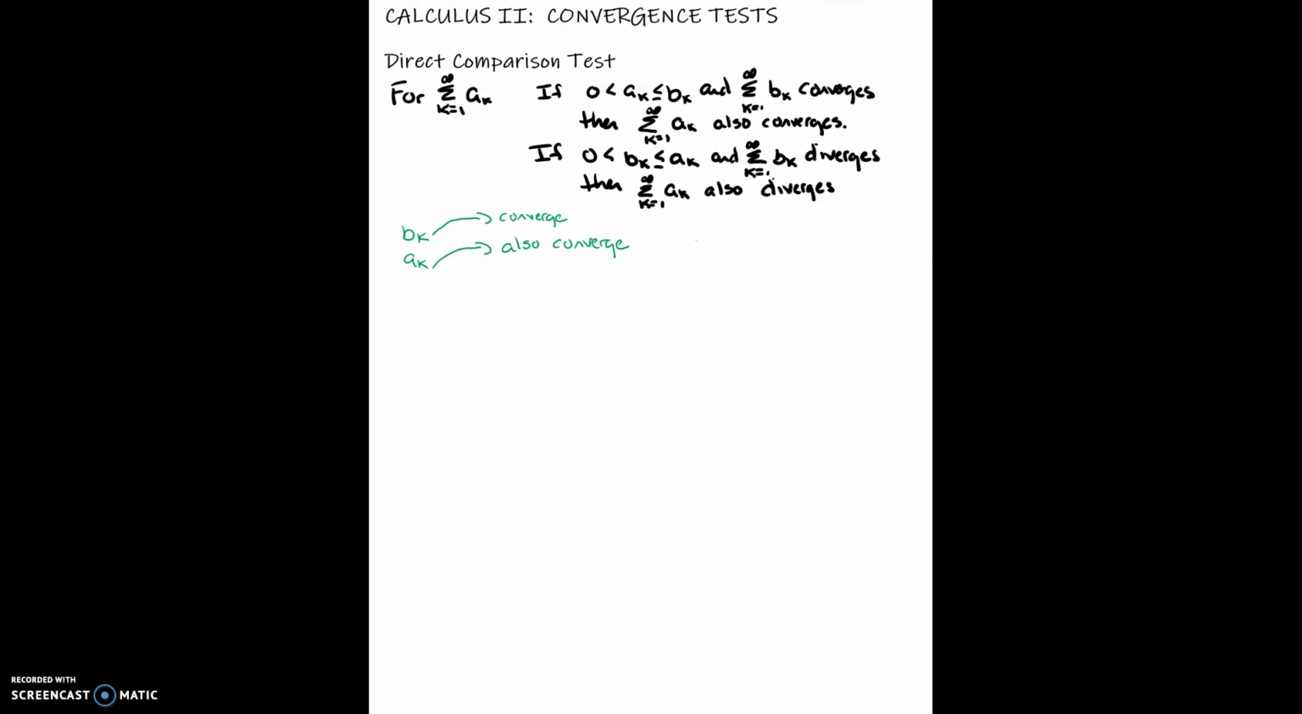If we turn those around, if it turned out that the a sub k's were larger than the b sub k's, but the b sub k's also converge, what would we know about the a sub k's? Well, the a sub k's might converge, but they might also diverge. We just don't know.